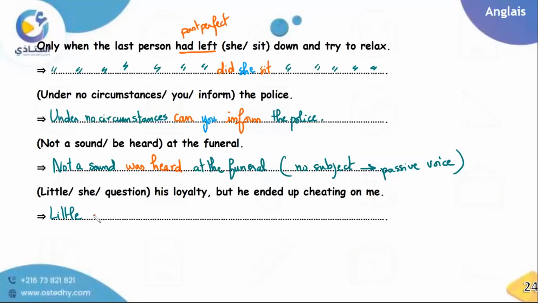after little we put did or do. Did, of course, since this is in the past. You have to understand with the context here. Little did she question his loyalty, but he ended up cheating on me. Of course, not me, because with she we must put on her, or we put I and keep me, one of the two. The pronoun isn't right here: she, her, me, I.